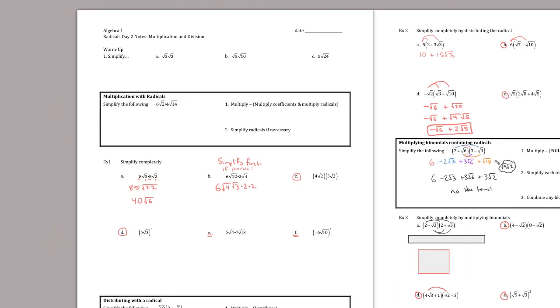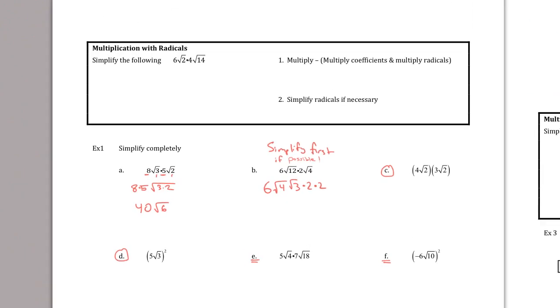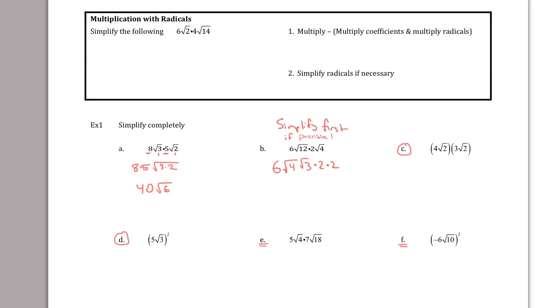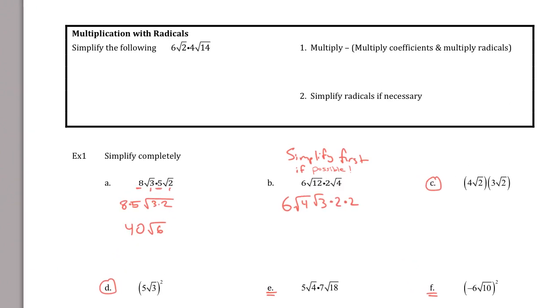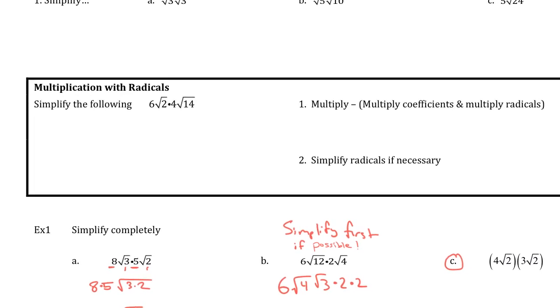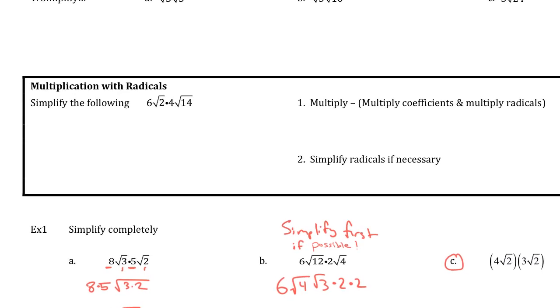So on that first page there, we've got a warm-up at the top. I'll let you do that if you'd like, but I'm going to skip right to the box here, multiplication with radicals. So here's our rule for multiplication. We multiply the outsides by the outsides and the insides by the insides.